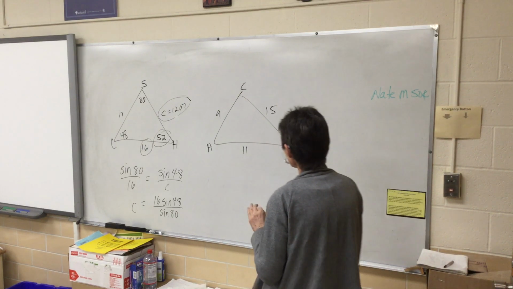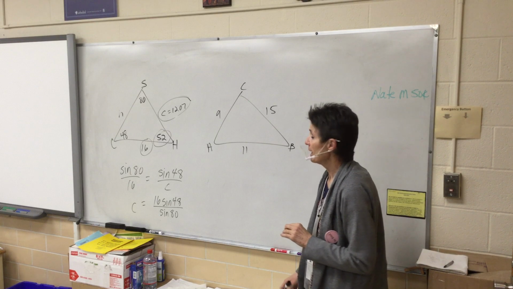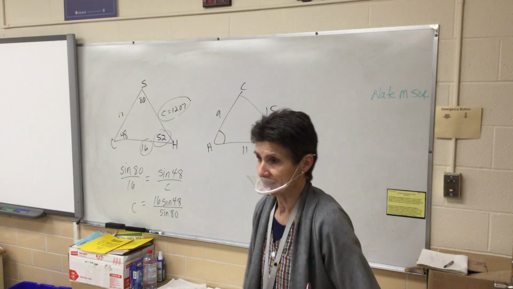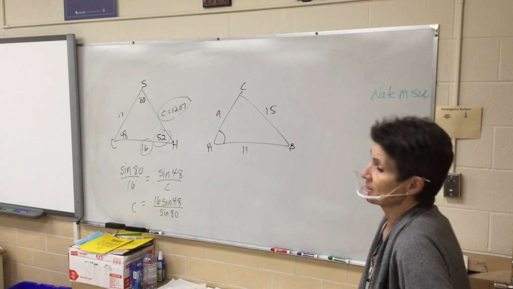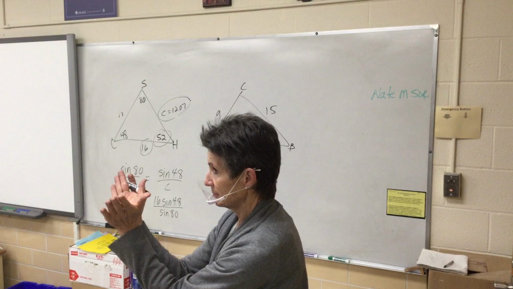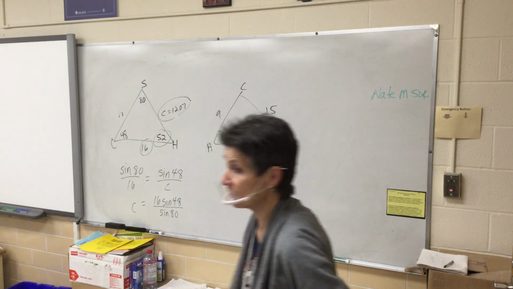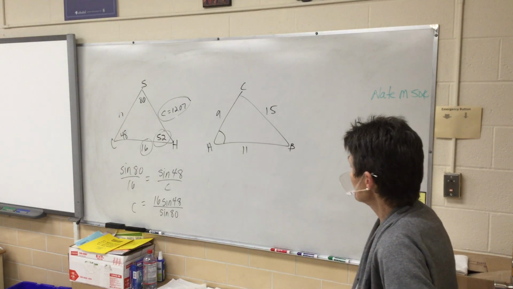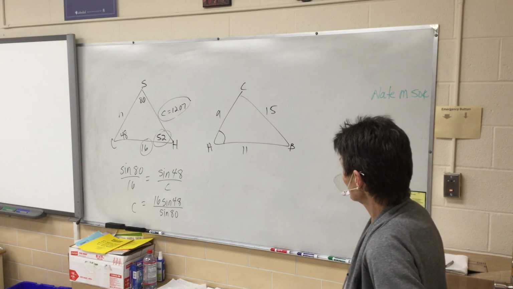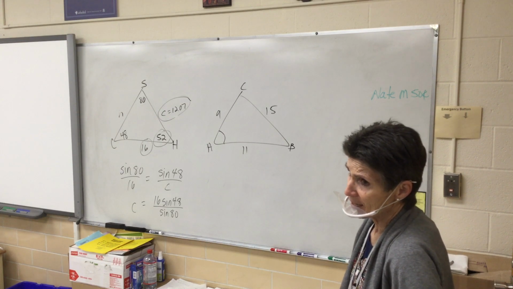Which one is going to be the largest, A, B, or C? A. Why is A going to be the biggest? Because it's across from the biggest side, right? Think about it. It's called the Hinge Theorem in geometry. The bigger the angle, the bigger the side. Okay, so now I know I need to find angle A.